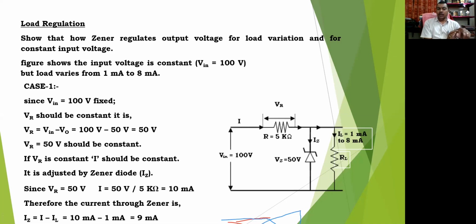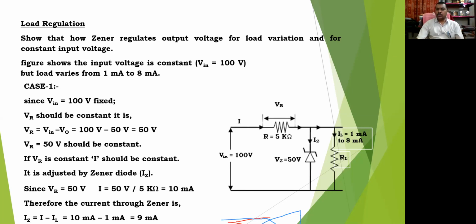Now remember, if the load current is going to vary, then the current through the Zener diode is going to vary accordingly. So therefore IZ is equal to I minus IL, that is I is 10 milliamperes, and the current which we are expecting to flow through the load resistance in the first case is 1 milliampere, since the IL is going to change from 1 milliampere to 8 milliampere.